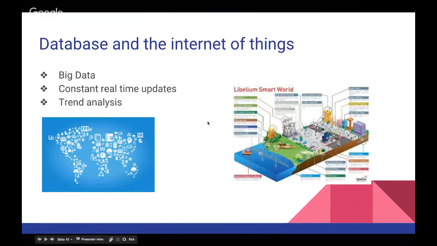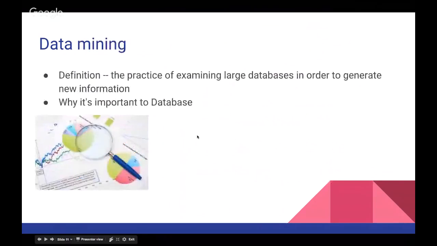Database and the Internet of Things. So like I said, the movement in database is towards big data and real-time updates. So with the Internet of Things, everything's connected, everything's always communicating, and they're always telling each other information and sending information to the database. And this will really help you see what the trends are, where the inefficiency is, and you can really better society and whatever program you want to use with this data.